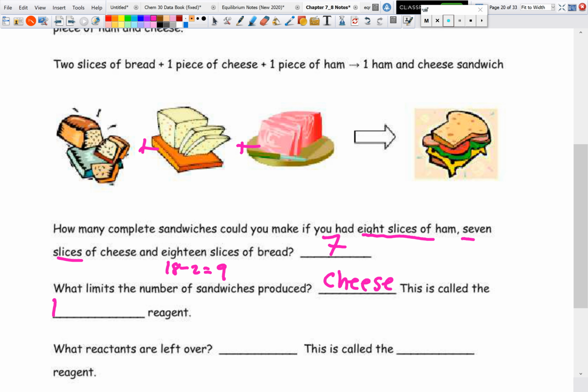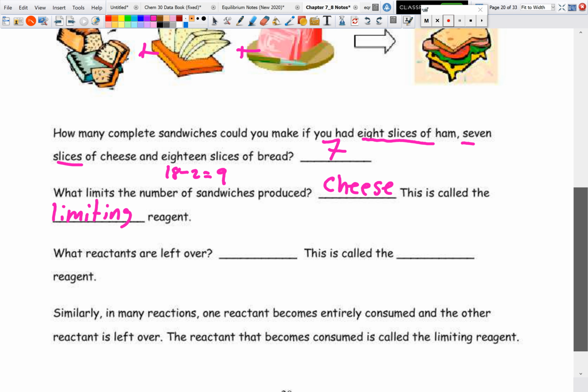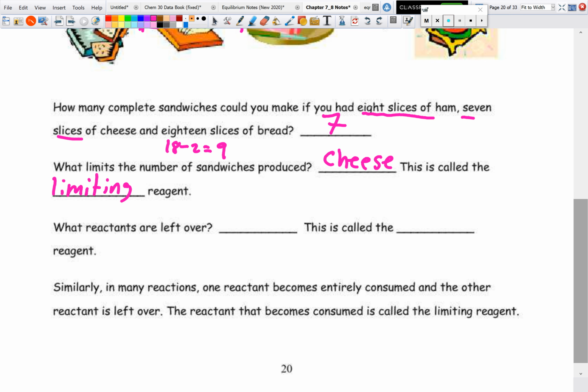So this is going to be called the limiting reagent, because as we're making stuff, this is going to get used up first. And as soon as it's completely used up, we can no longer make our complete sandwiches. Or if this was a chemical reaction, as soon as it is used up, the reaction is going to stop because one of the reactants is completely used up. In this analogy, the reactants that are left over, we have bread and ham, and we are going to call these the excess reagents because there are more of them, so they are in excess.